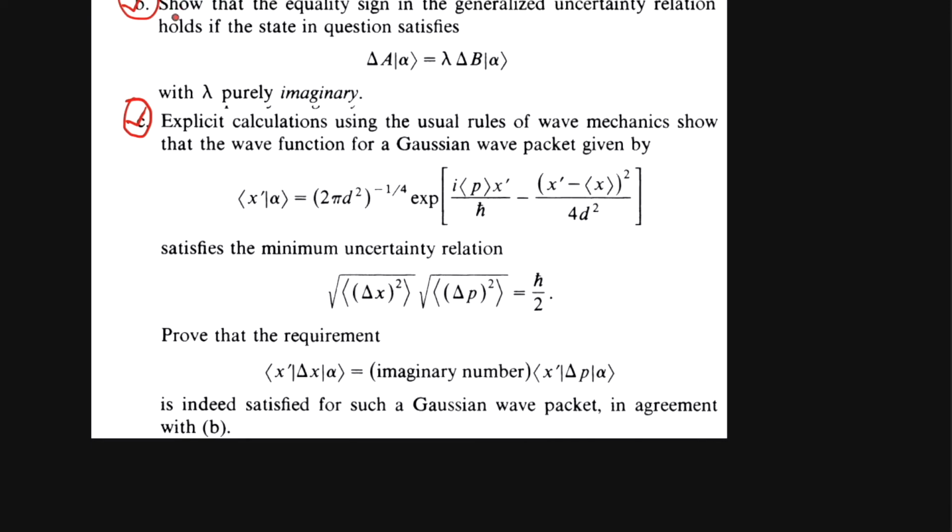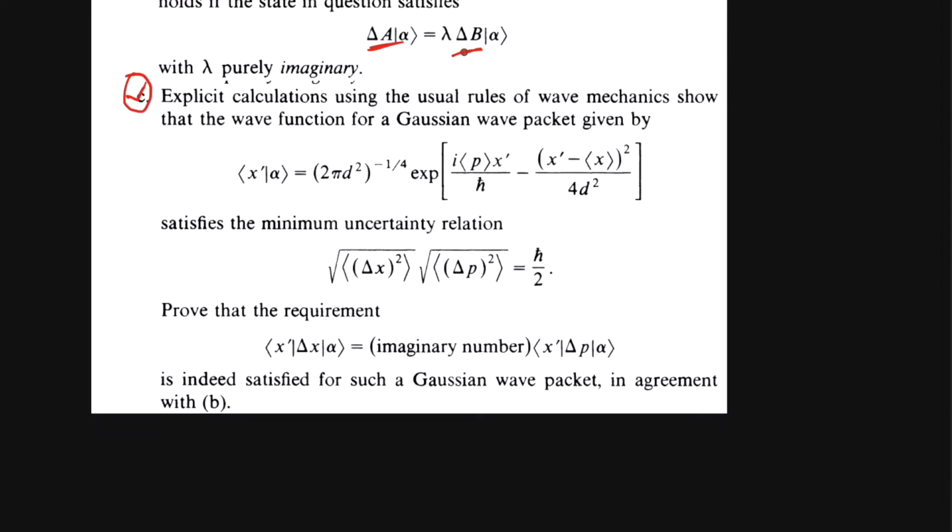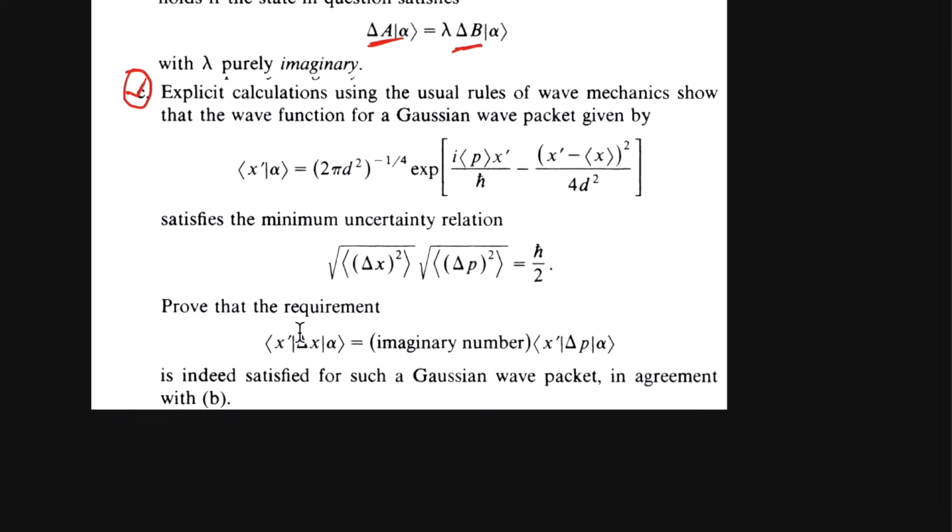In question B it is asked to show that the equality sign in the generalized uncertainty relation holds if the state in question satisfies delta A alpha equals lambda delta B alpha. Delta B is the dispersion of the operator B, and delta A is the dispersion of operator A. If these two dispersions hold this relation, then the equality sign of the generalized uncertainty relation will be true.